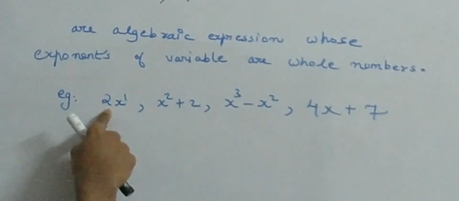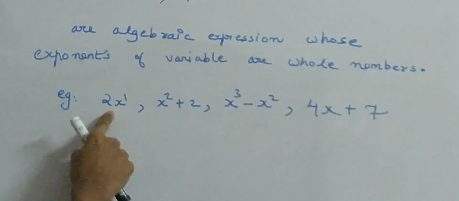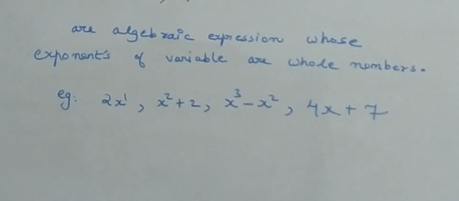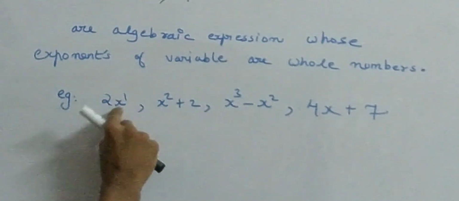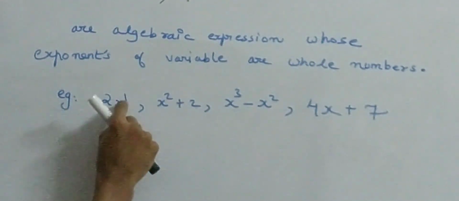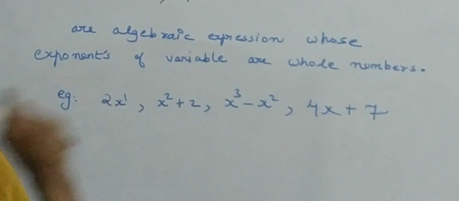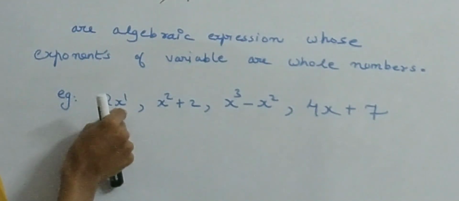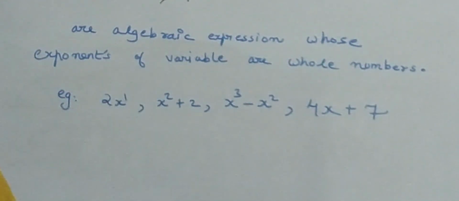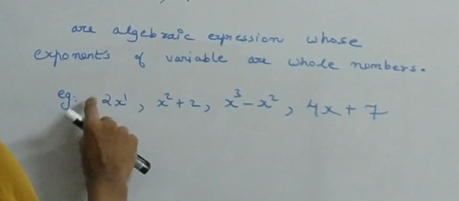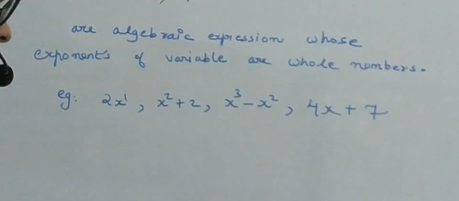Just see the first one. Here the first one I wrote is 2x. Now just observe the exponent, the power, over here. We have x raised to 1, and we know that this 1 is a whole number. We have learned about whole numbers in the previous chapter. So we know that this variable's exponent is a whole number. So definitely this will be a polynomial.